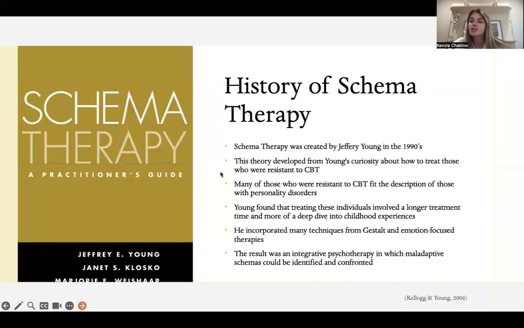So we're going to begin with the history of schema therapy. It's created by Jeffrey Young in the 1990s. This theory was developed from Young's curiosity about how to treat those who were resistant to CBT. A lot of those people that were resistant to CBT ended up being a good fit for the description of someone with a personality disorder, such as borderline personality disorder in general.